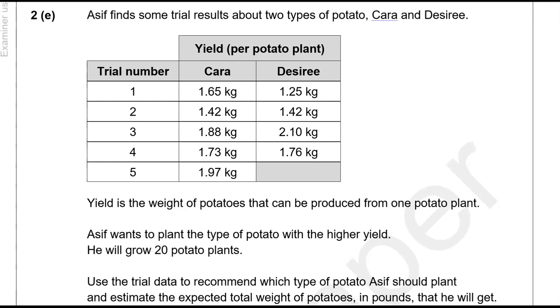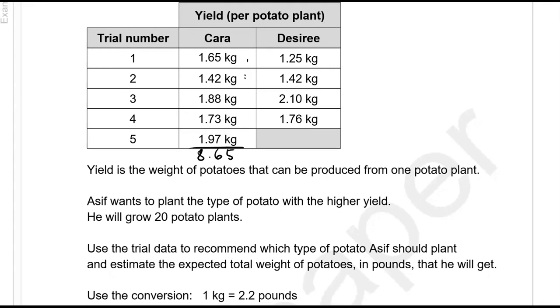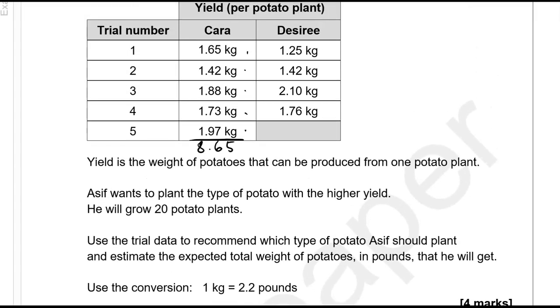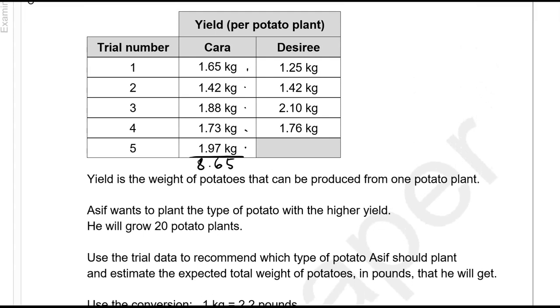So we'll look at the mean to make the decision. You could use the median as well, but I'm going to stick to the mean. So I'm going to add all of these weights together and divide them by how many there are. So adding these all together, we get 8.65, which we are going to divide by 1, 2, 3, 4, 5, which gives us 1.73. Let's repeat the process for the other type of plant.